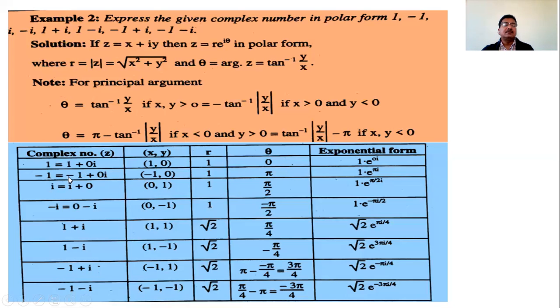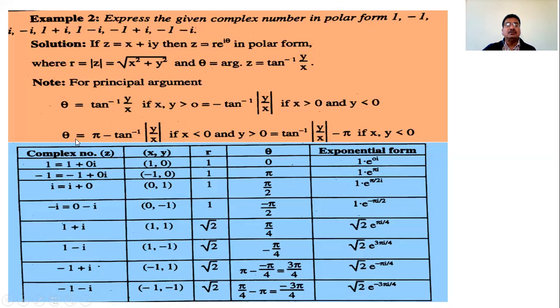Then minus 1. The number minus 1 is minus 1 plus 0i, minus 1, 0, in ordered pair form. Then 1 is its modulus, again root of minus 1 square plus 0 square. Root of x square plus y square is root 1, that's 1. And what is its principal argument?